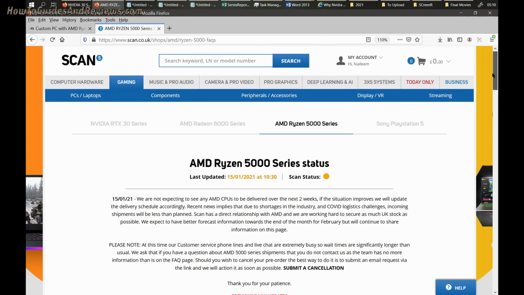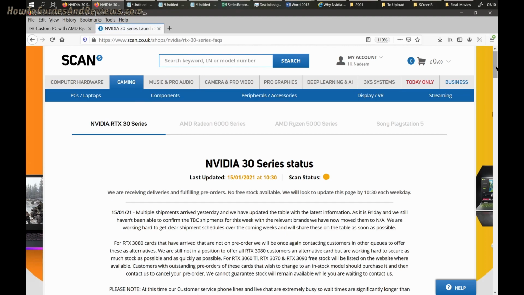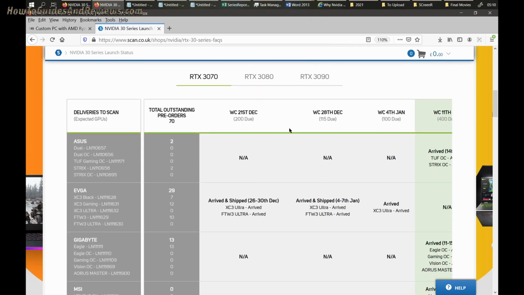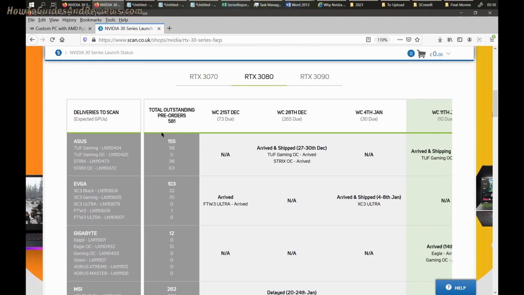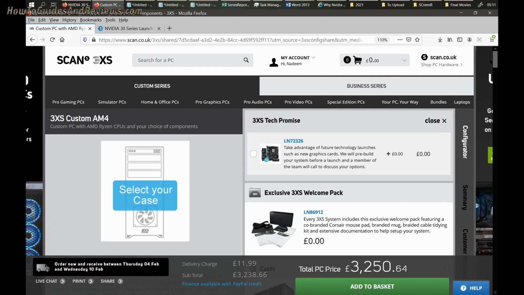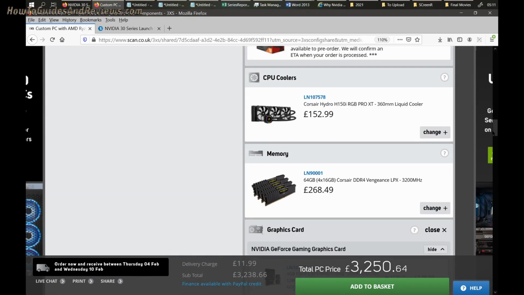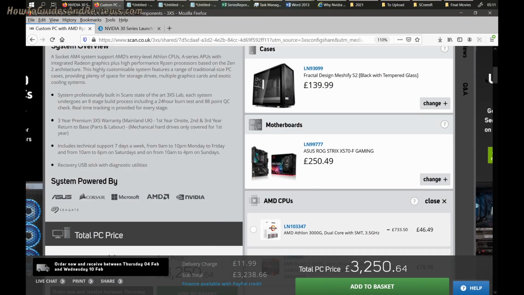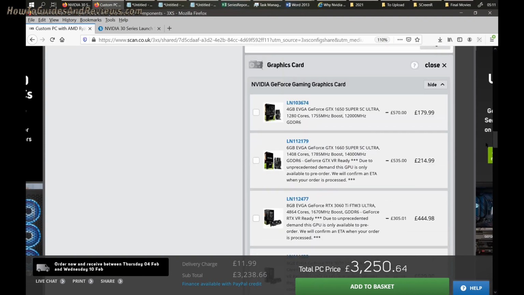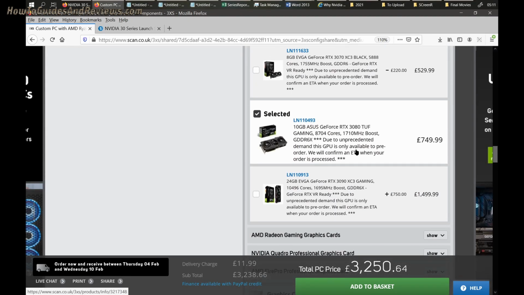So the delay in building is not stock for the processor. What about the graphics card? 3000 series graphics cards, 70 outstanding. Oh no, this is a 3070 to 3080: 600 outstanding, 155 for Asus, Tough Gaming 56, but none for OC. They don't give you an option here for OC, but I don't need an OC. You can still overclock if you needed to. I could still overclock this graphics card, though that's not where the bottleneck will be from experience. It'll be in the CPU, but that's why I've got 16 core.